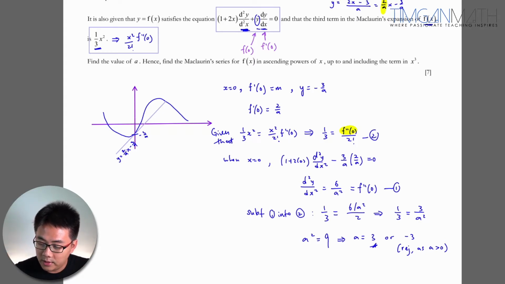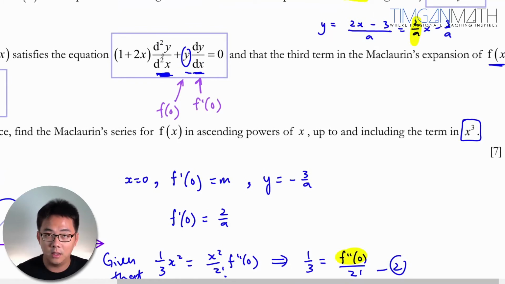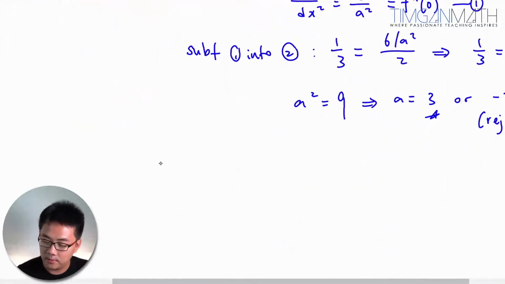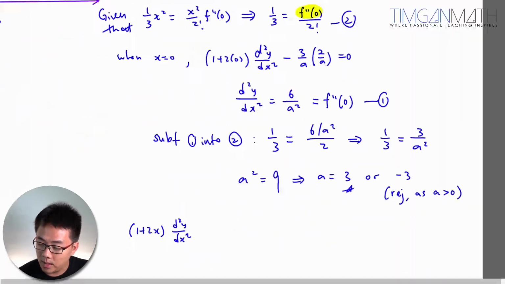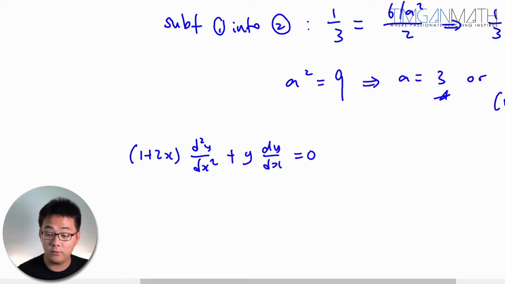So hence the Maclaurin series of f(x) up to x cubed. That's okay, because x cubed just means that I need a third derivative. So I'm just going to differentiate once more. 1 plus 2x times d squared y over dx squared, and then plus y dy/dx equals 0. What I'm going to do is implicitly differentiate this, because I need the third term here.